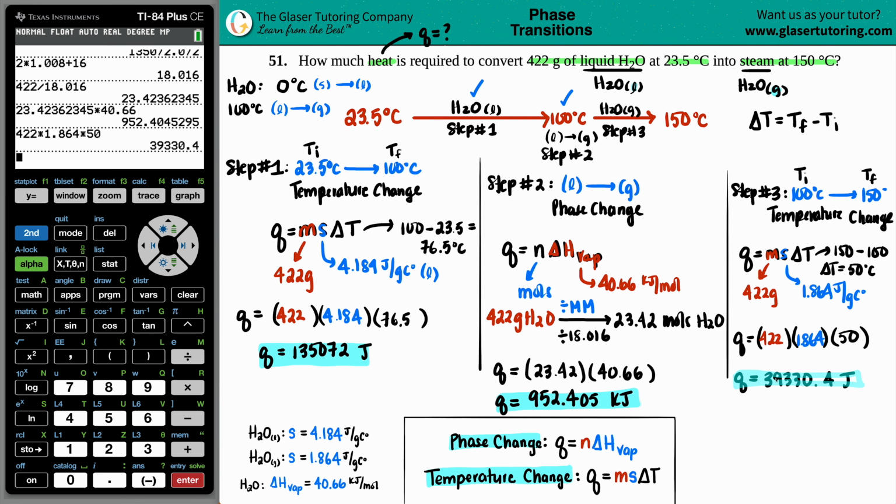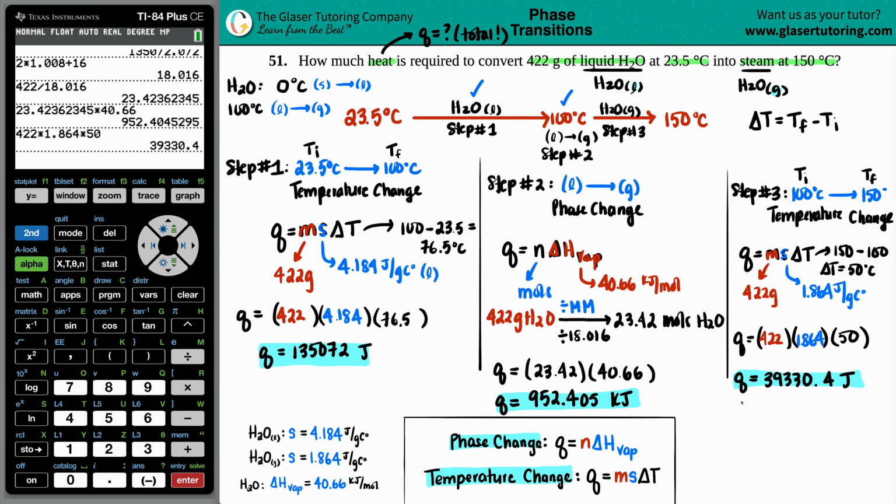All right. Now we have the total heats at every single step. But the question said, how much heat was required to do the whole shebang? So we're basically looking for the total amount of heat. So what do you think we have to do with these three values? Yeah, you got it. We got to add them up. But did you see the catch? Joules, kilojoules, joules. I can't just add these up because they're not the same units. So first you have to make them all the same units and then add them together.